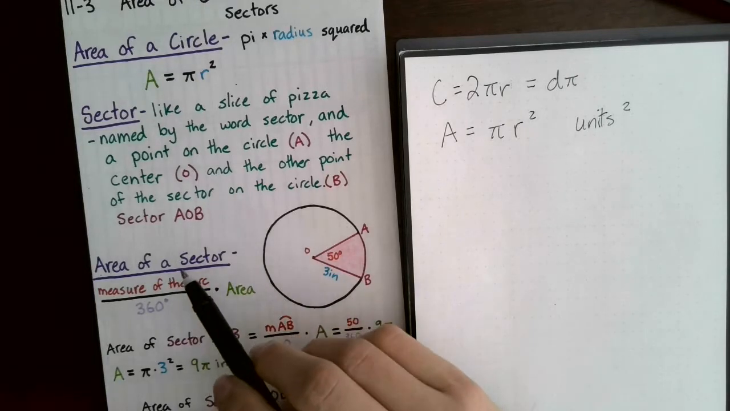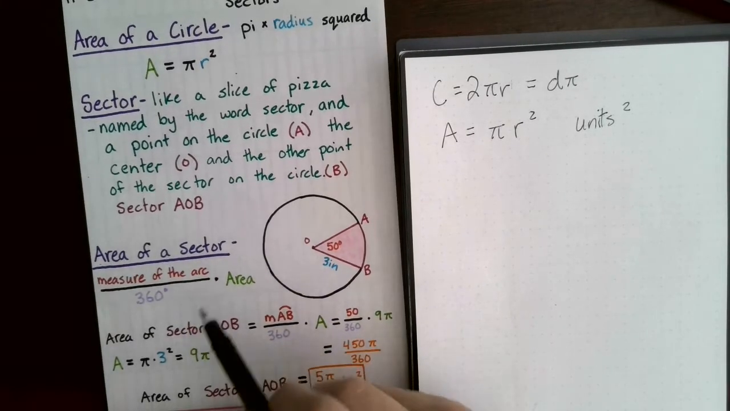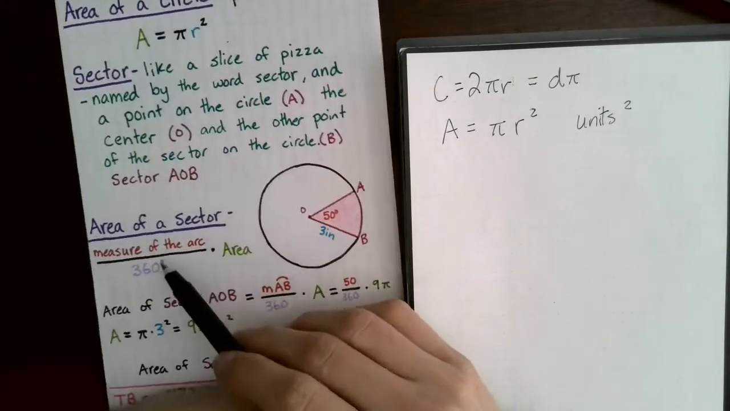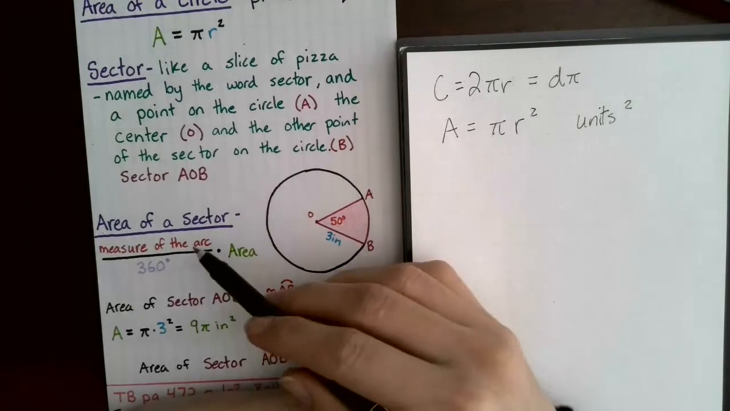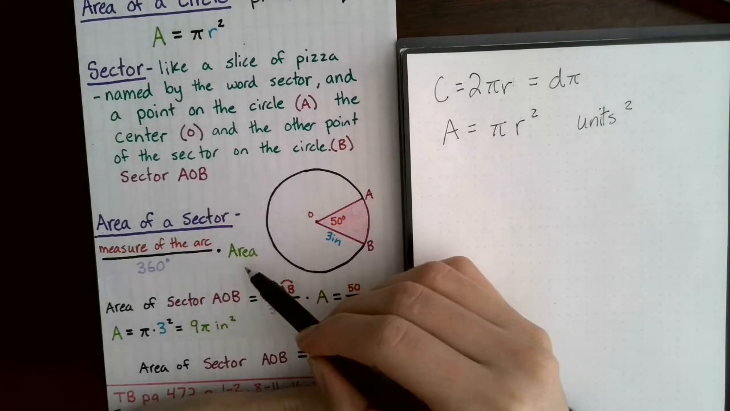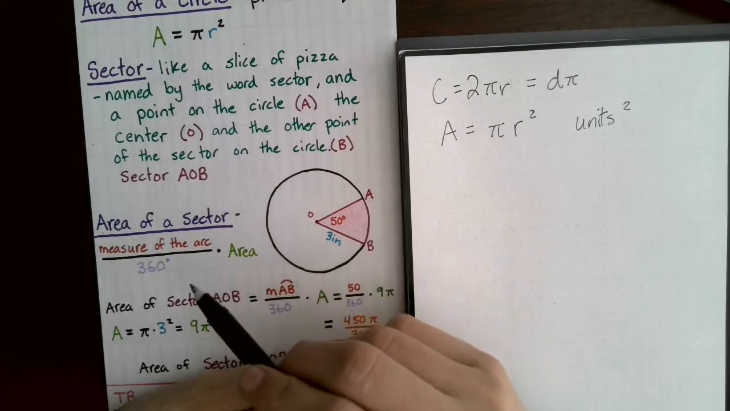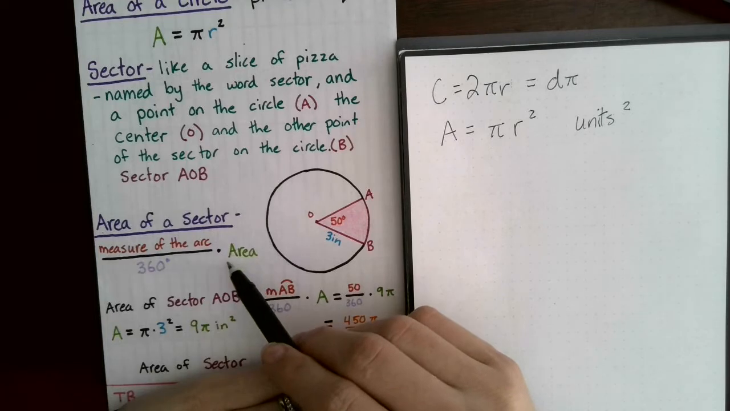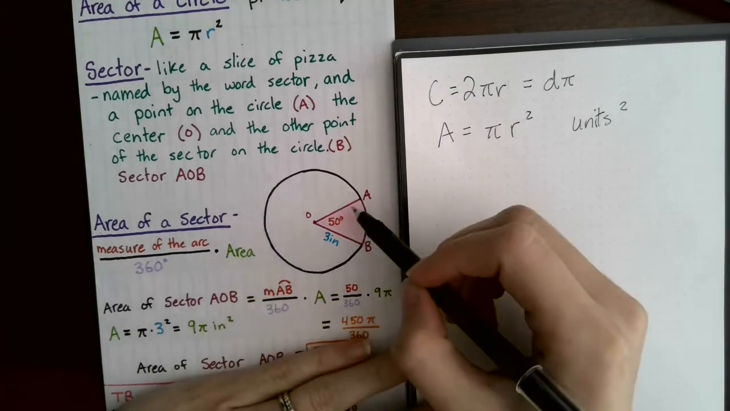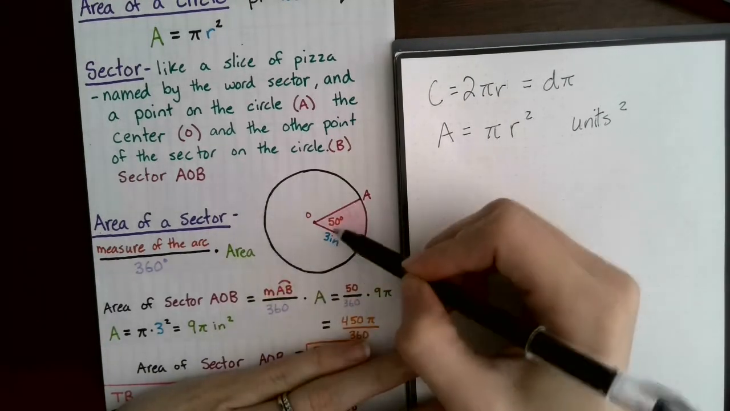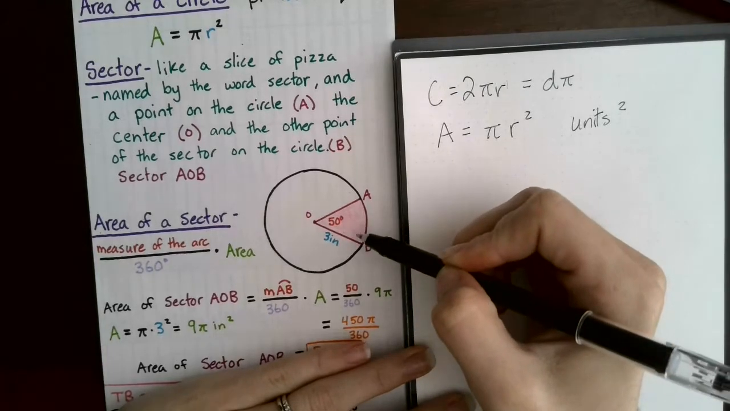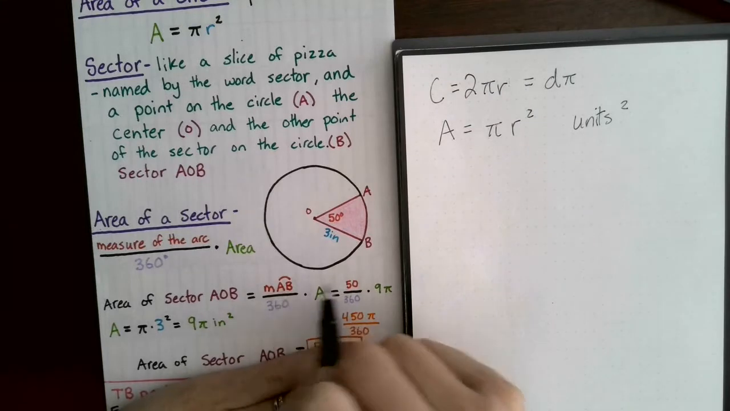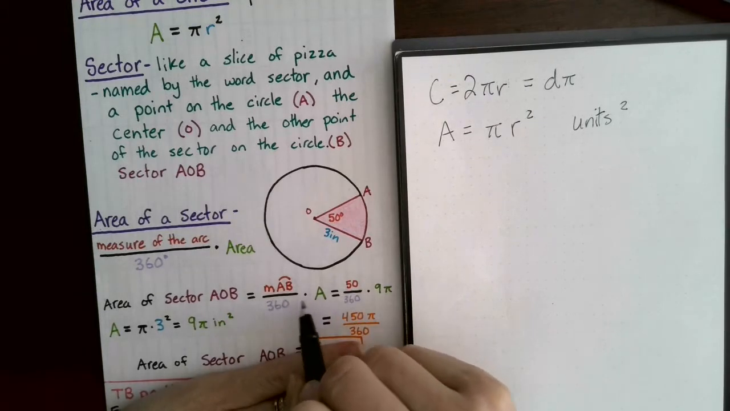Now for area of a sector, this is very, very similar to length of an arc, okay? So we take the measure of the arc, 50 degrees, over 360 times the area. We did the same thing when we were doing length of an arc. We did measure of the arc over 360 times circumference because we wanted to know what fraction of the circumference it was. Now we want to know what fraction of the area this is.